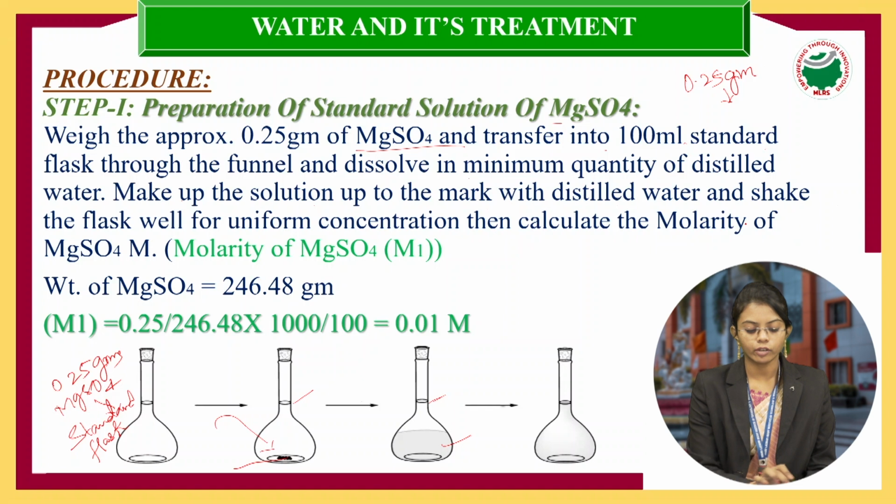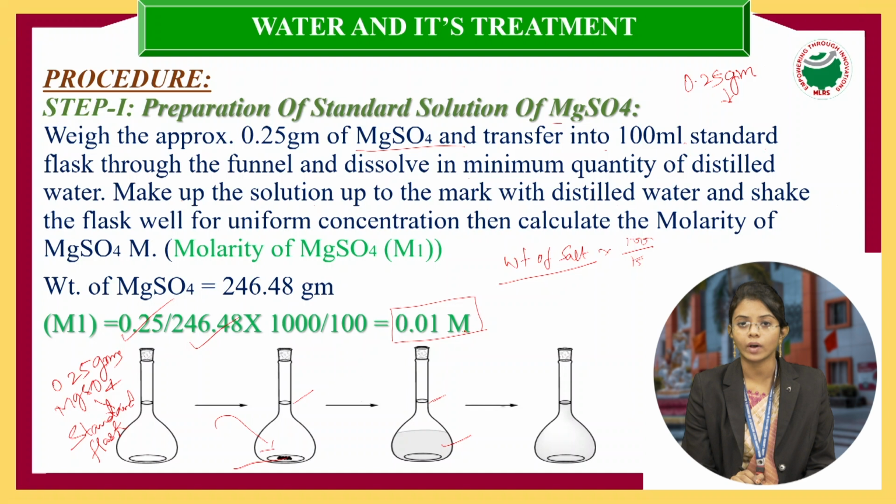Then calculate the molarity of MgSO4. How are we going to calculate it? It is the weight of the salt we have taken divided by the molecular weight of the salt. The weight of salt we have taken is 0.25 grams, divided by the molecular weight of the salt, that is 246, and multiplied by 1000 by 100. When you calculate this, you get a molarity of MgSO4 of 0.01 M. M means molarity. In the first step, you have prepared the standard solution of MgSO4.